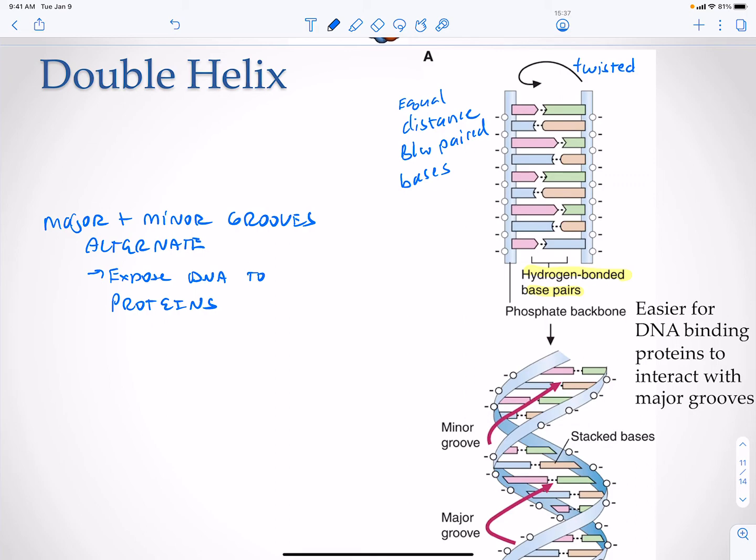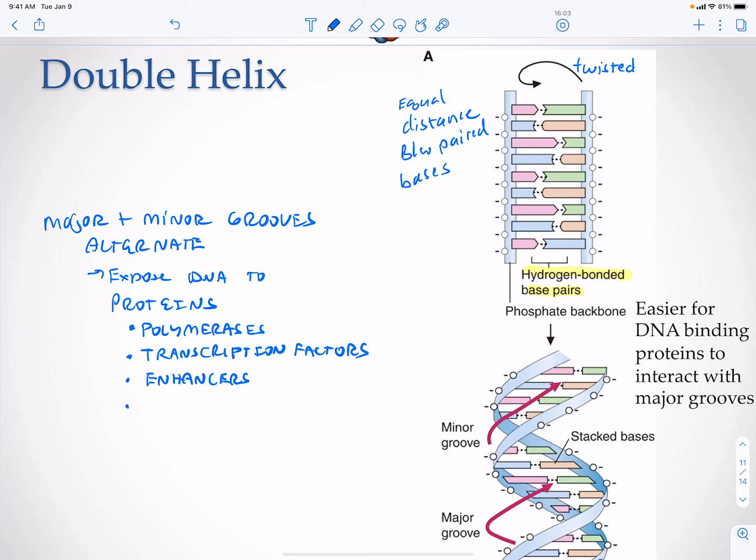Now, there are many proteins that are going to interact with DNA. We often think of our polymerases, of course. But there's also going to be transcription factors. We're going to have enhancers. We're going to have primers, etc. Now, one strand of the DNA is always going to serve as the template for synthesis of the other.